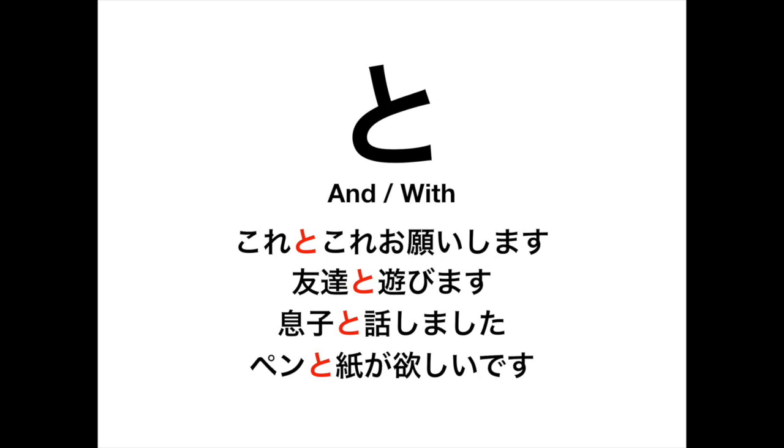Okay? So 友達 is friend, and then と, which is with, and then 遊びます, which is the verb. Okay? And the next one is 息子と話しました.